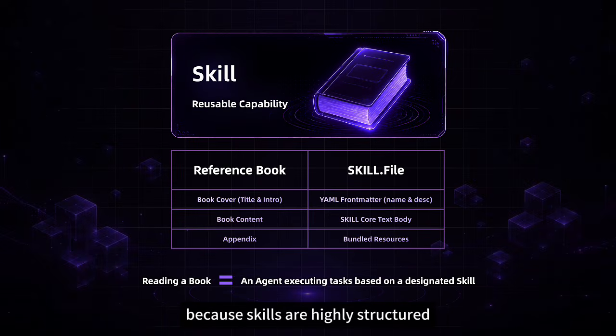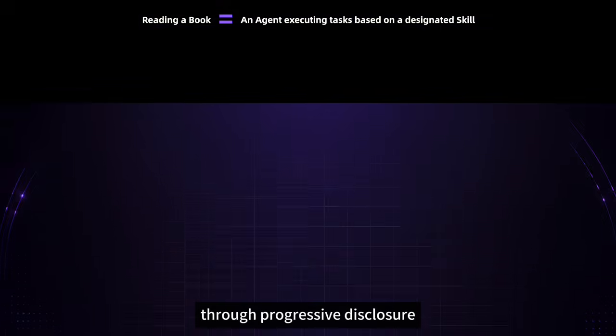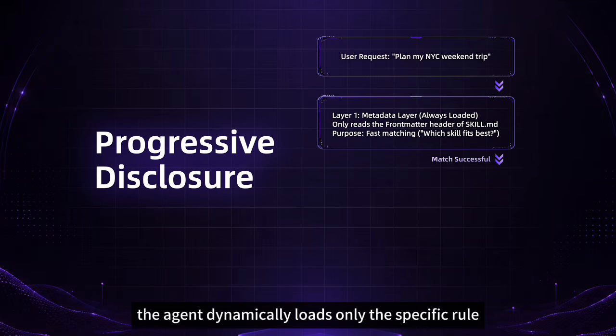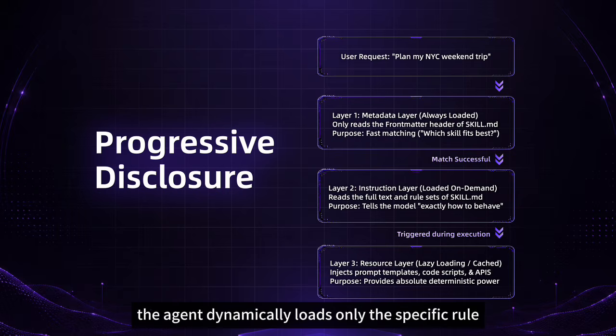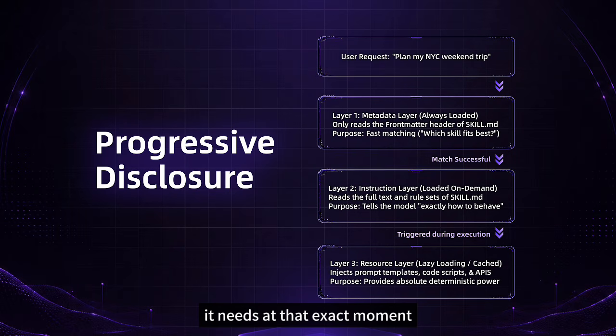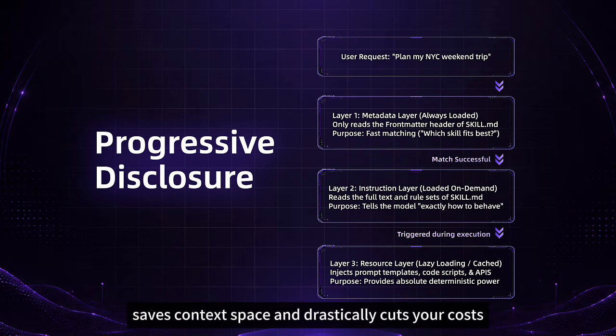Because skills are highly structured, they can be bundled together. Through progressive disclosure, the agent dynamically loads only the specific rule it needs at that exact moment. This slashes token usage, saves context space, and drastically cuts your costs.